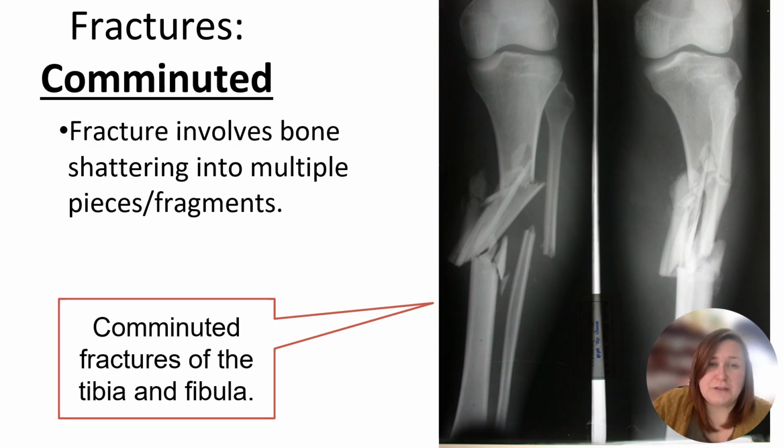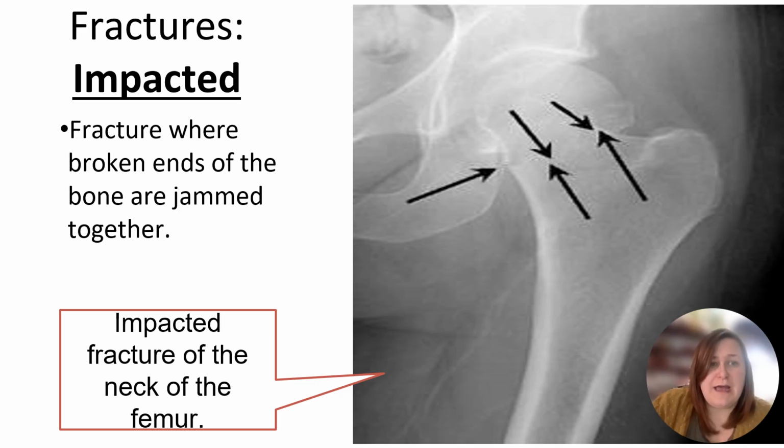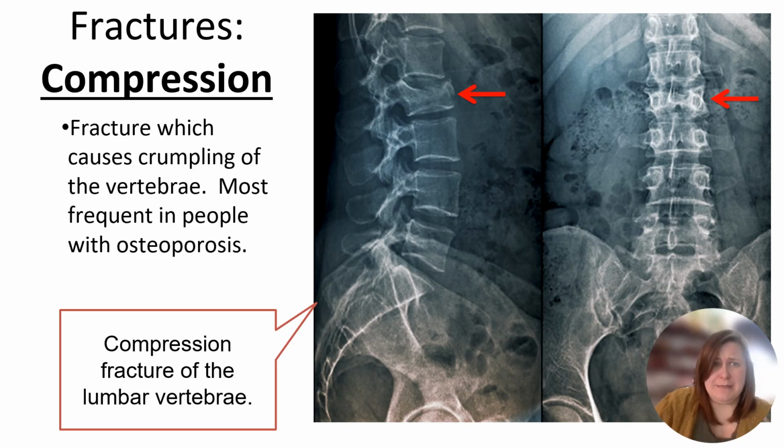We can also have fractures that involve a bone just shattering into multiple pieces or fragments. We call these comminuted fractures because they're really, really hard to fix. You can have an avulsion, which is where a ligament or tendon tears off a little piece of bone. We can also have impacted fractures, where the broken ends of the bone end up jammed together. This happens a lot in hips.